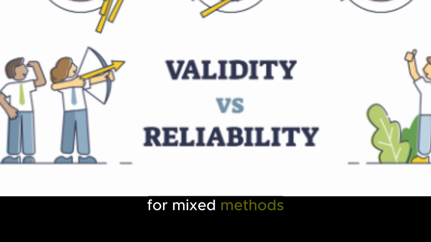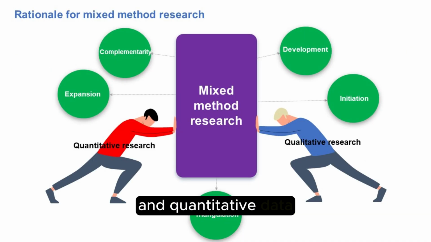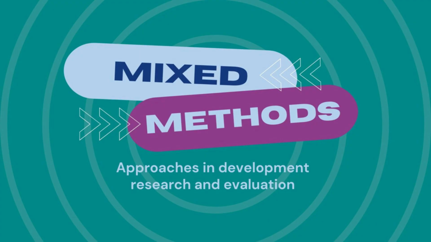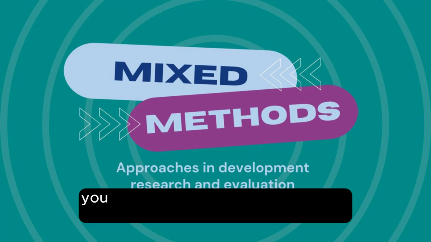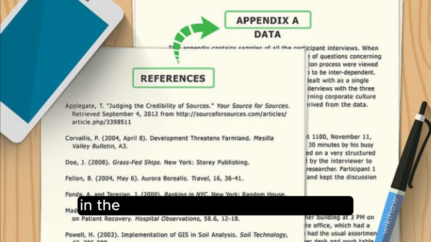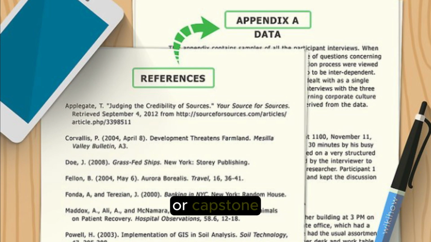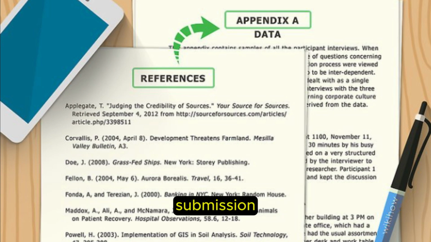For mixed methods, you want to explain how you link qualitative and quantitative data. And here's a very important tip. You must attach your survey or your questionnaire in the appendix section of your thesis or capstone. That should be at the very end of your final submission.